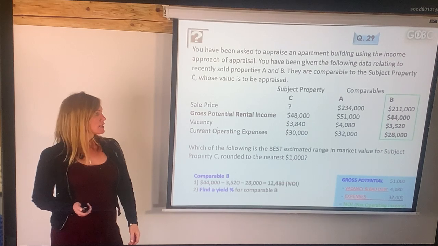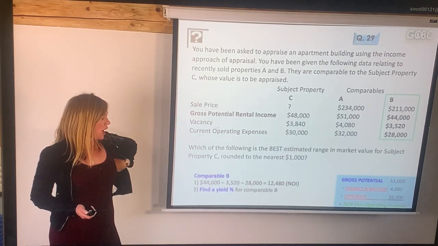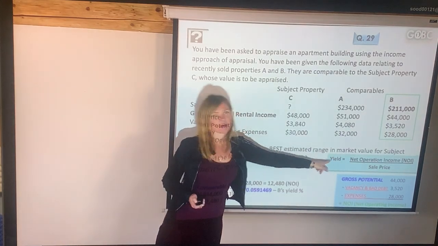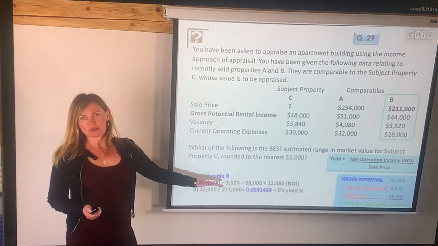We divide it by the sale price. The property B sale price was 211,000. Do you see that? So I'll do that right now. I'll take the income and divide it by the sale price. NOI divided by the sale price gives me the yield of property B. I'm going to keep that number as full as it goes. I'm not cutting that off.